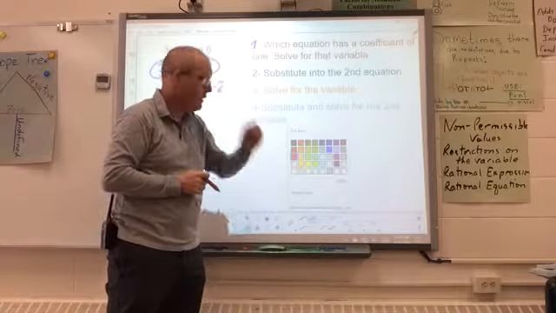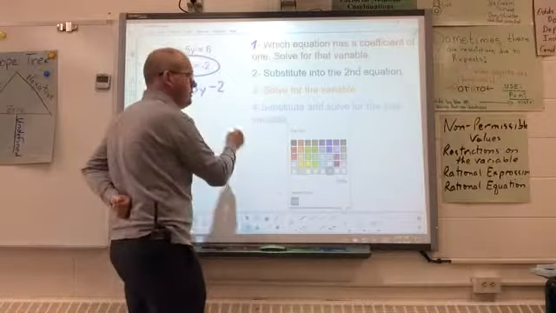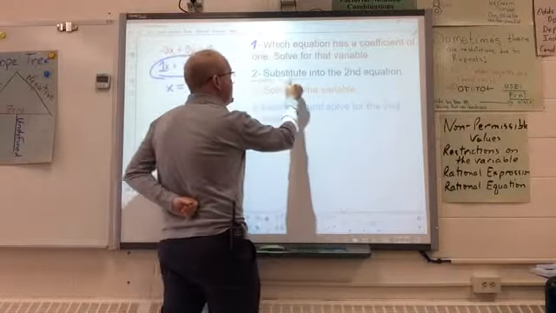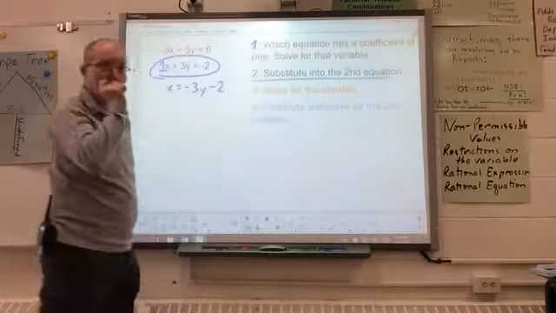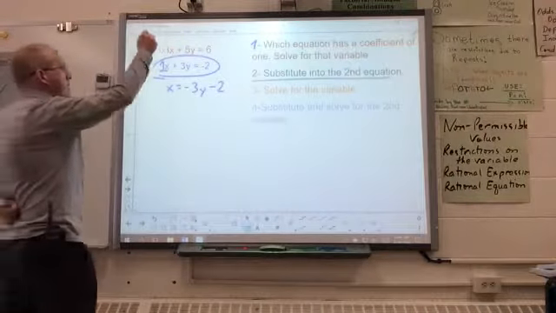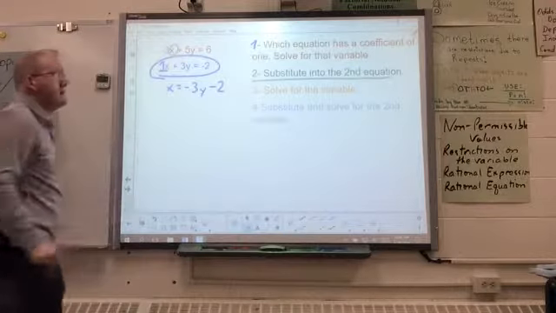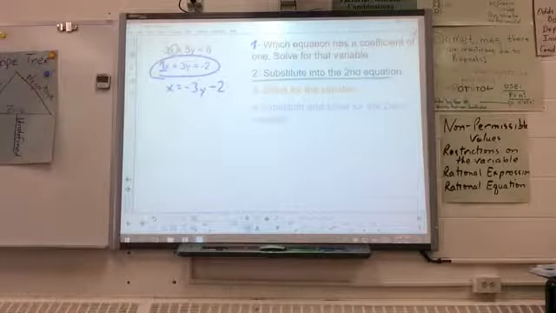So the second rule says substitute into the second equation. Now, note here we have an X in the second equation. So what happens when we substitute in? What does that second equation become? Can you write that out for me?